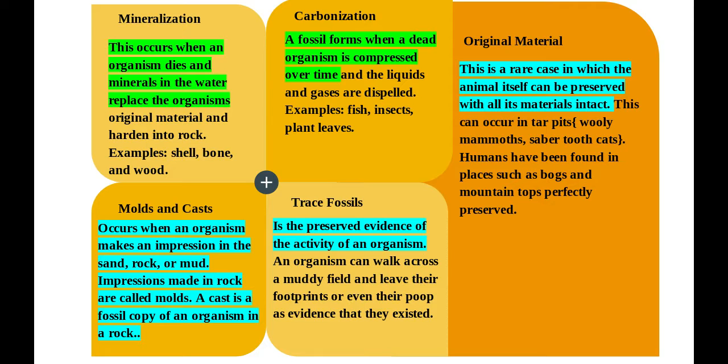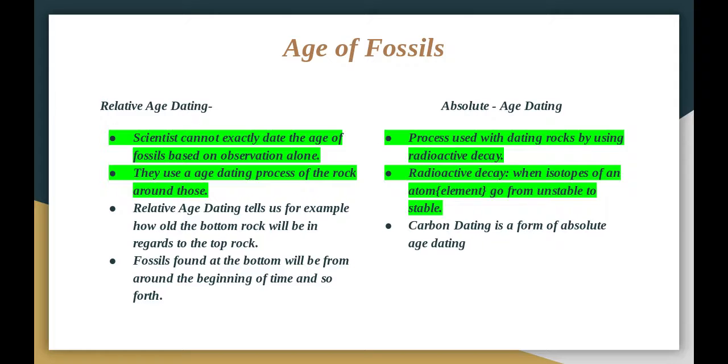And then going along with molds and casts, you have trace fossils. Trace fossils are just representations of an organism being at a certain place at a certain time. Some dinosaurs may have left eggs, some dinosaurs may have left poop, and different things to show that they existed within that habitat for a short or a long amount of time.